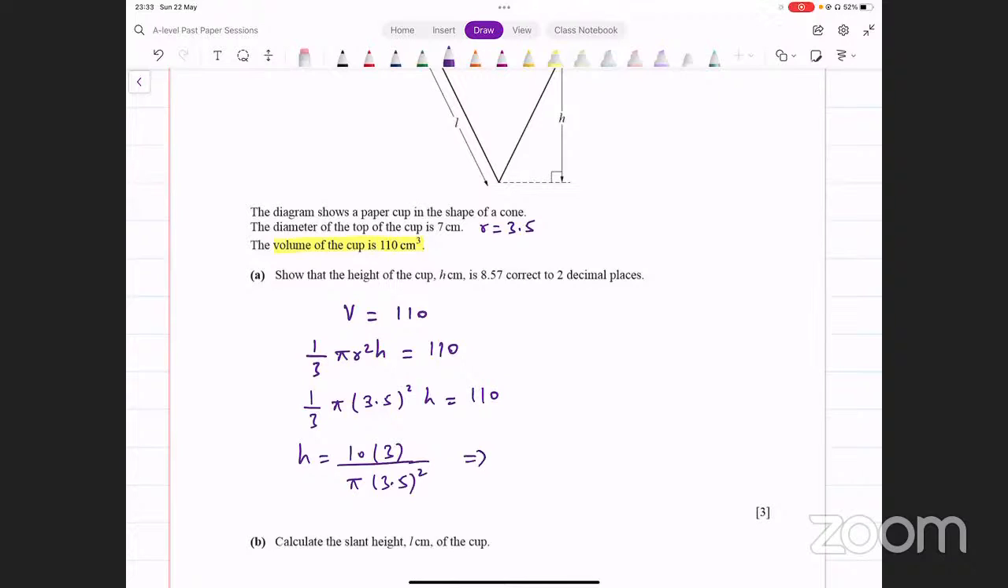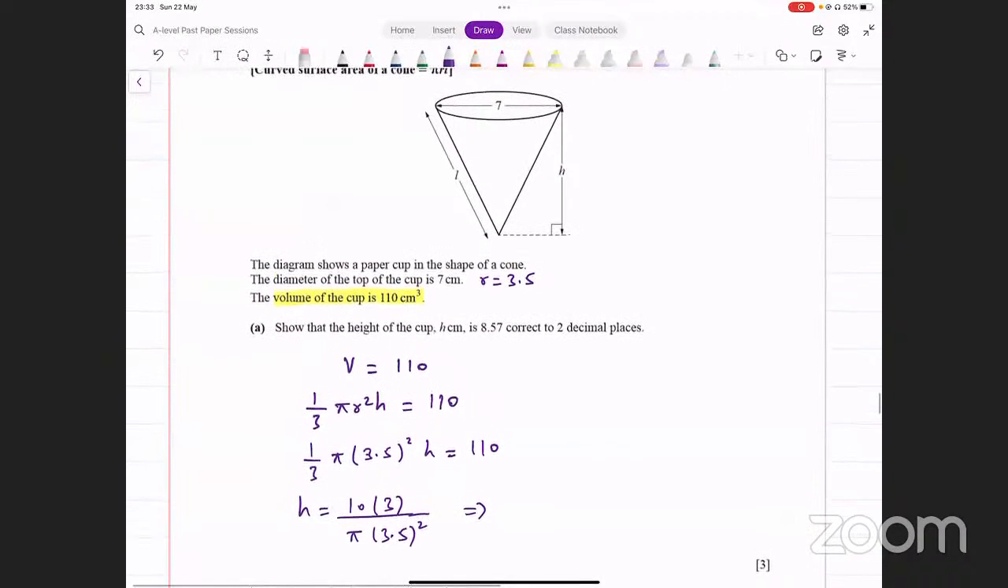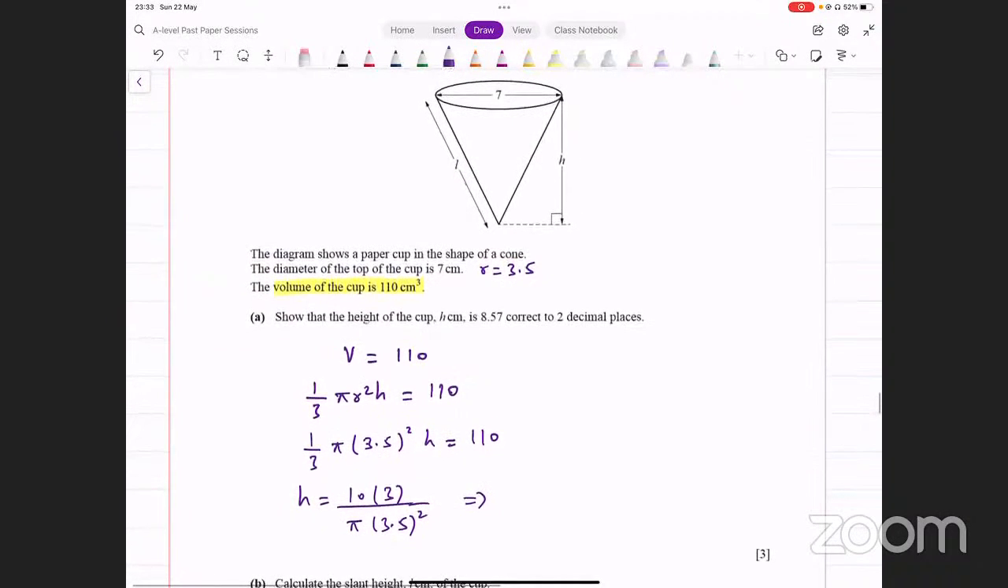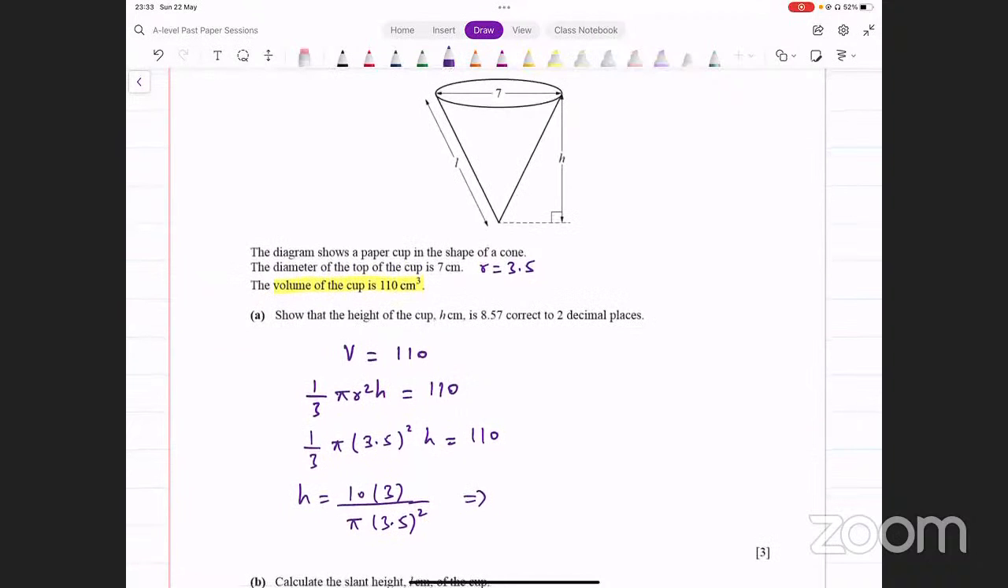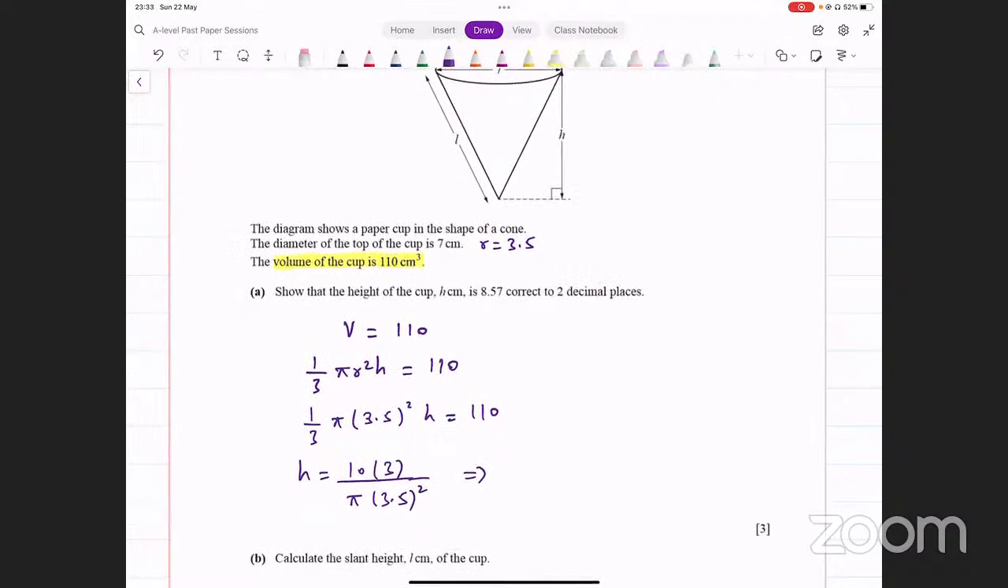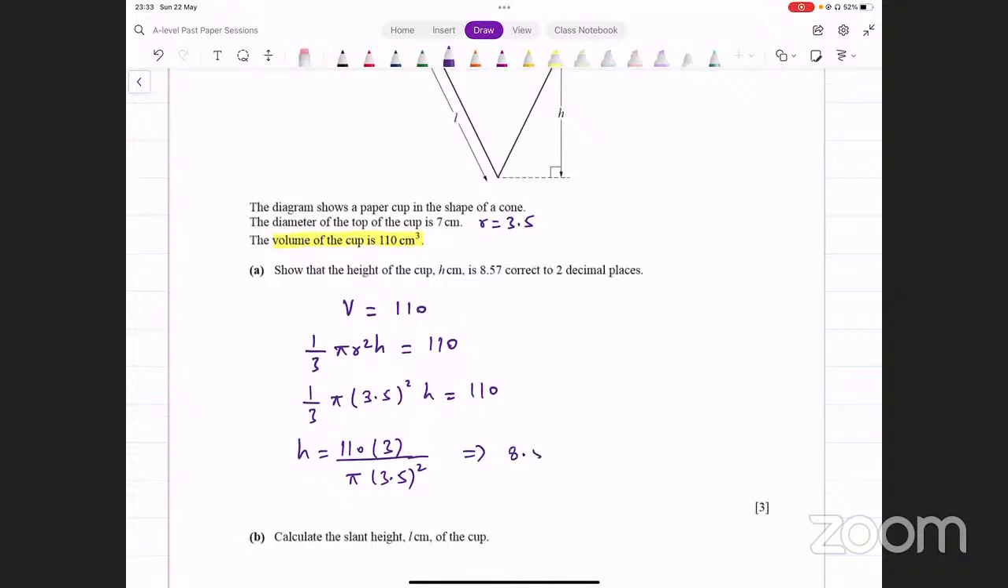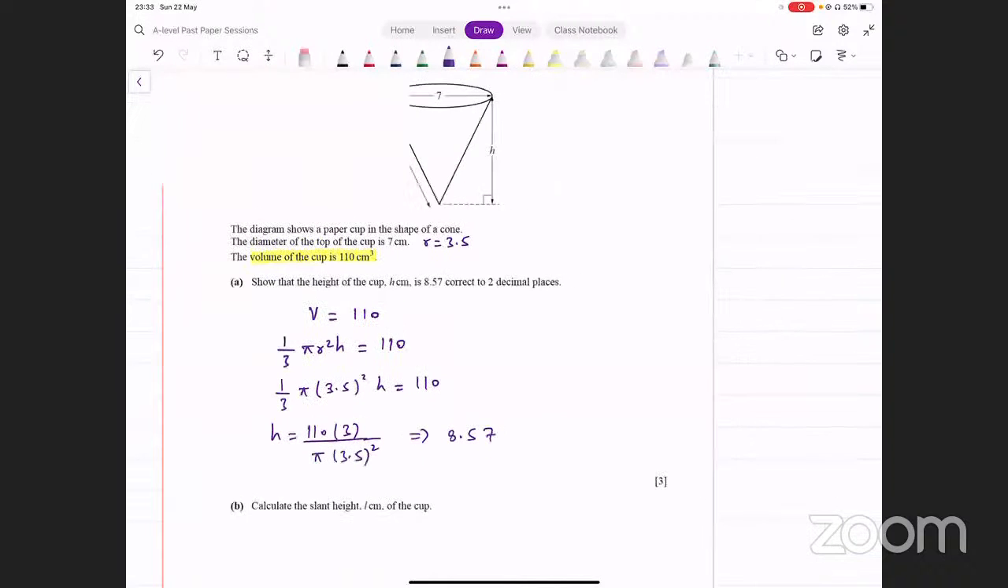30 over 3.5 squared divided by pi. There seems to be something wrong because I'm not getting, yes, that was 110, not 10. Okay, so there was a careless error there. This is 110. So that should be 330. Yeah, so that gives me 8.57 to 2 decimal places. Okay, so that's your final result. ये आपने show करना. ठीक है, that's the first part.